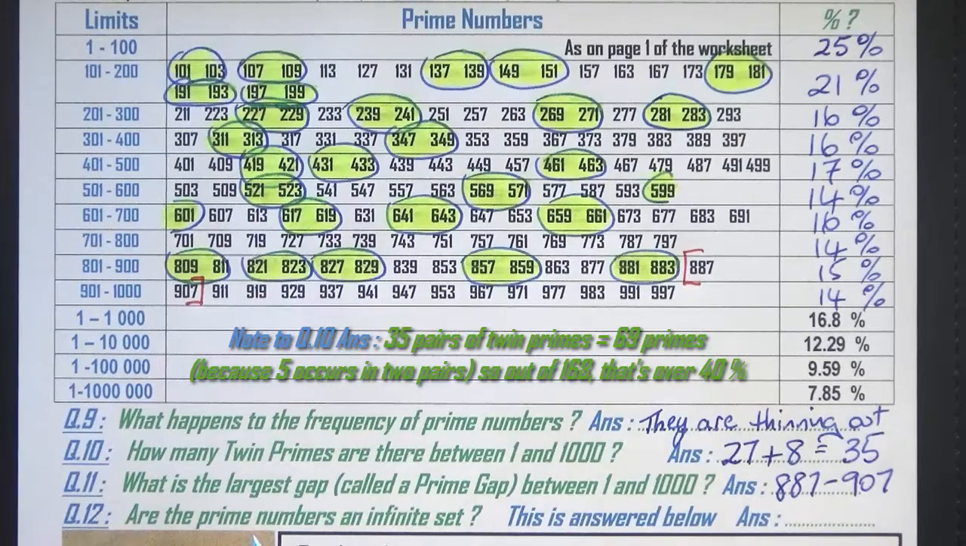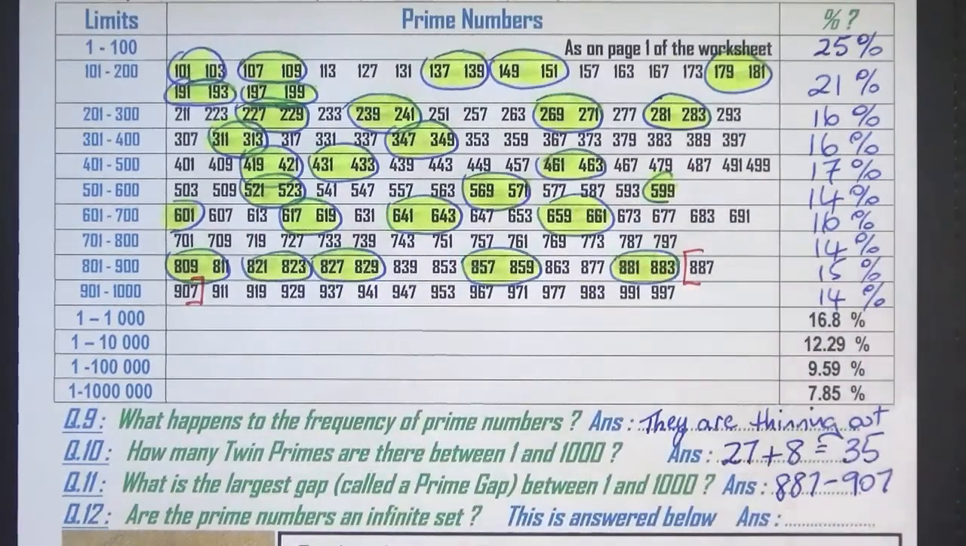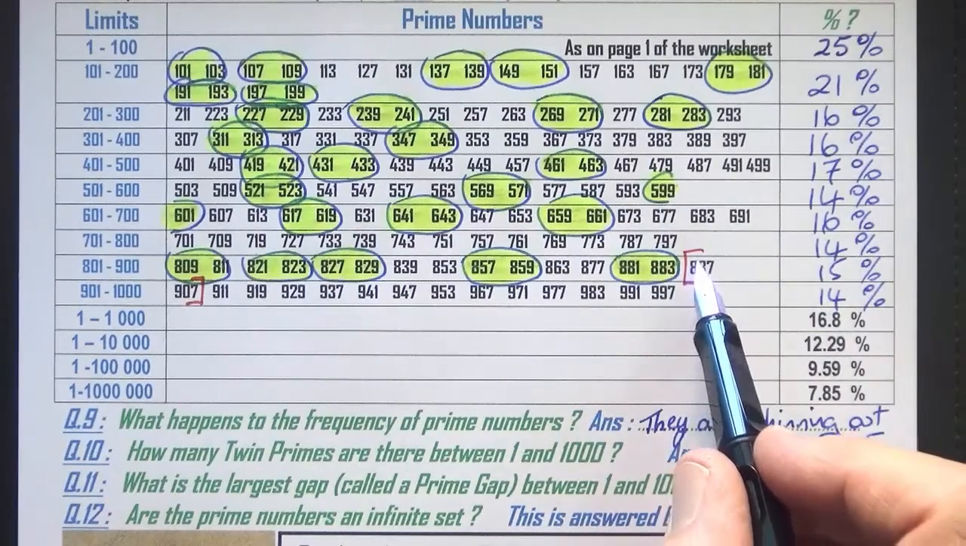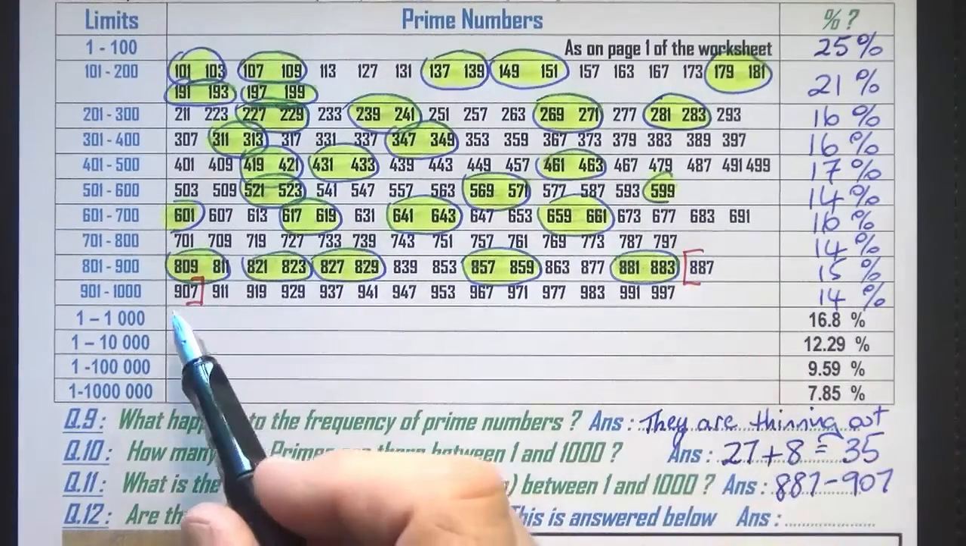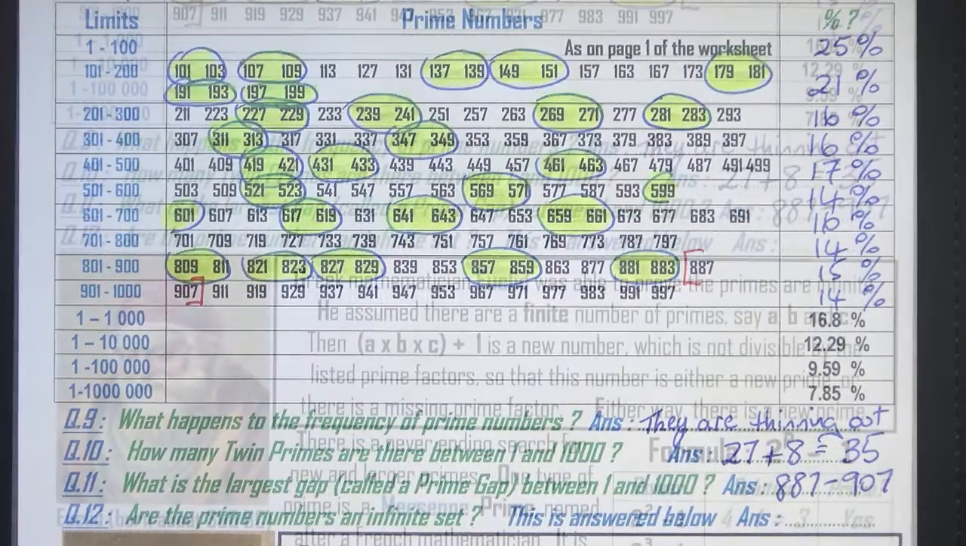Question 11, what is the largest prime gap? Now a prime gap is a gap between one prime number and the next. In this table, the largest prime gap is here, between 887 and 907. There are 19 composite numbers.